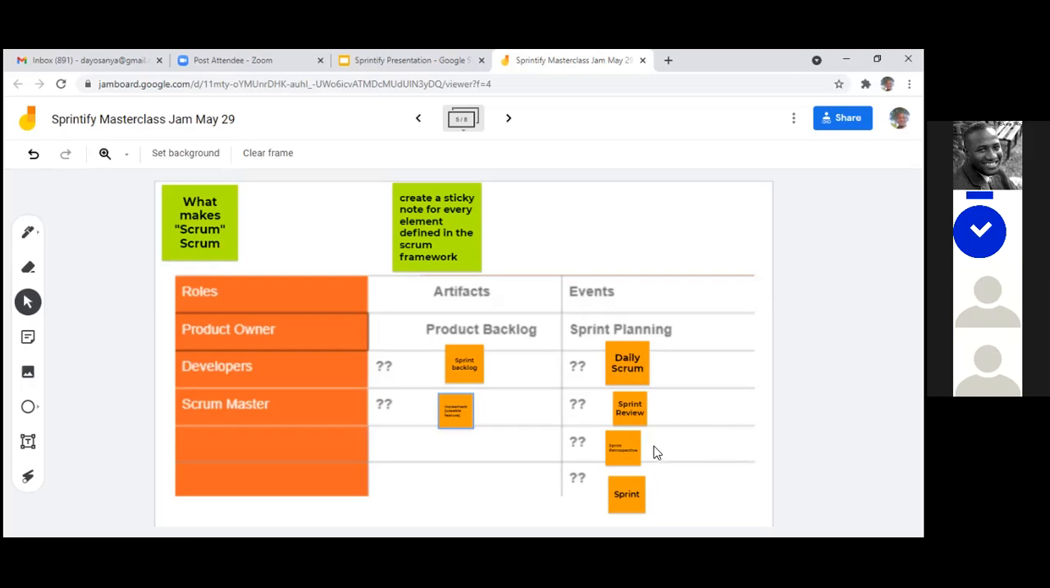Then they have the sprint retrospective to inspect how they have fared so far during the sprint to improve their process. Yeah. Is that clear now?